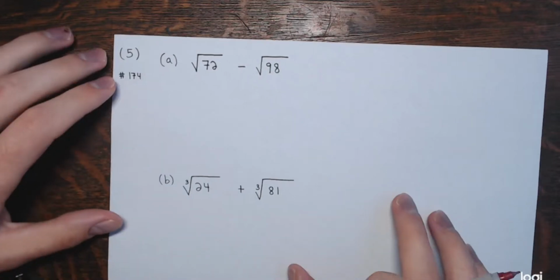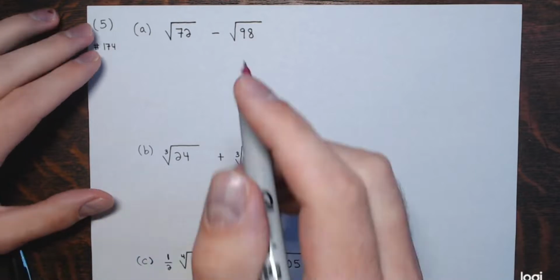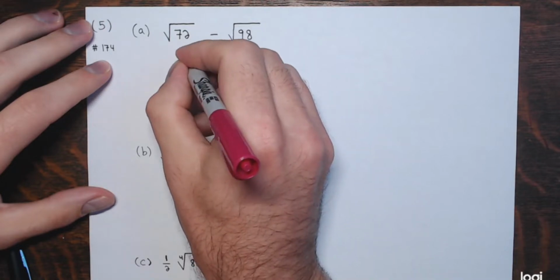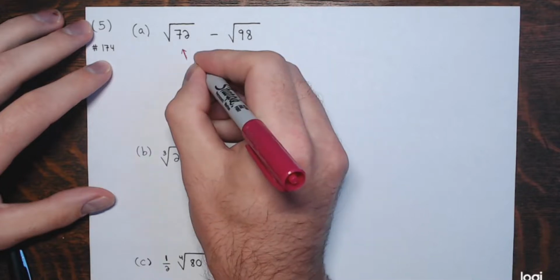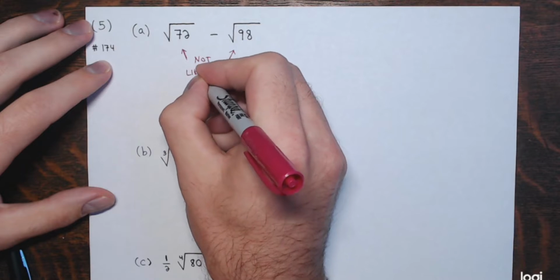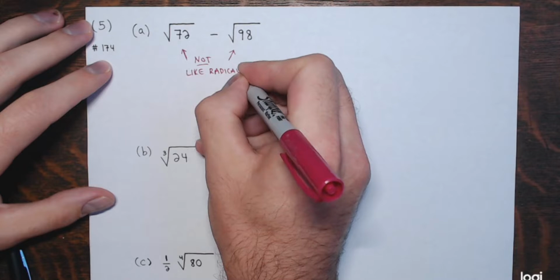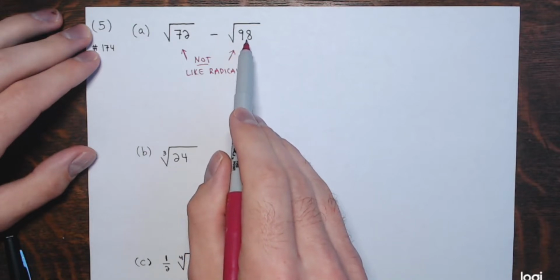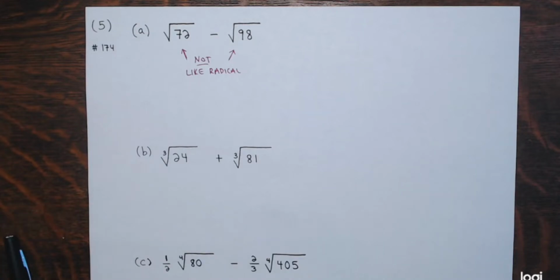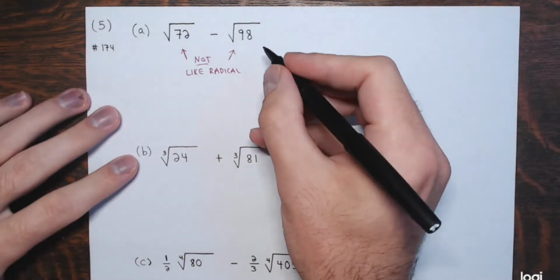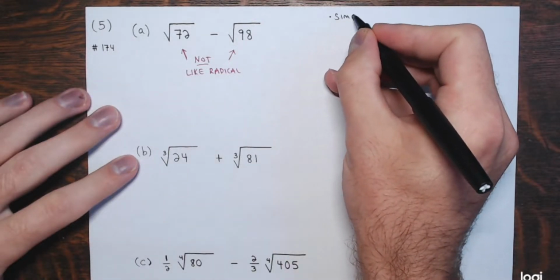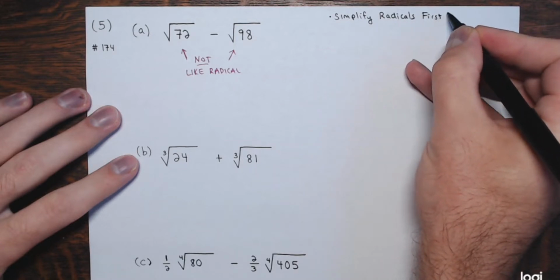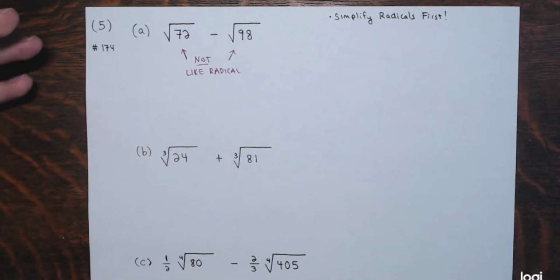All right, so here, number 5, which is exercise 174. Part A, we have the square root of 72 minus the square root of 98. So these are not like radicals. The reason for that is, they're not the same radical. This is the square root of 72. This is the square root of a totally different number, 98. So I can't put these together like in examples 1 through 4. So we have to simplify radicals first, if possible. So we simplify radicals first, and then add or subtract any like terms with like radicals.